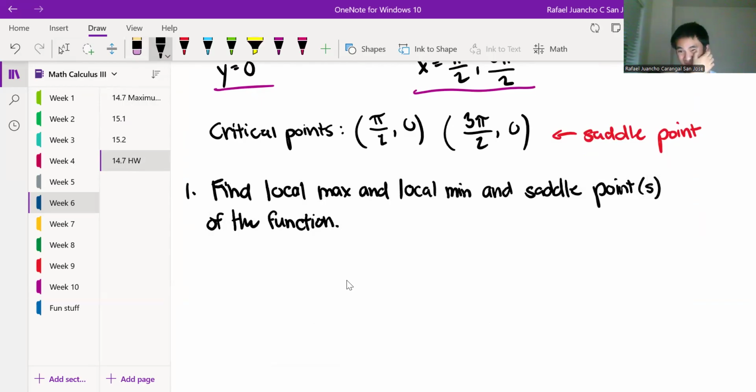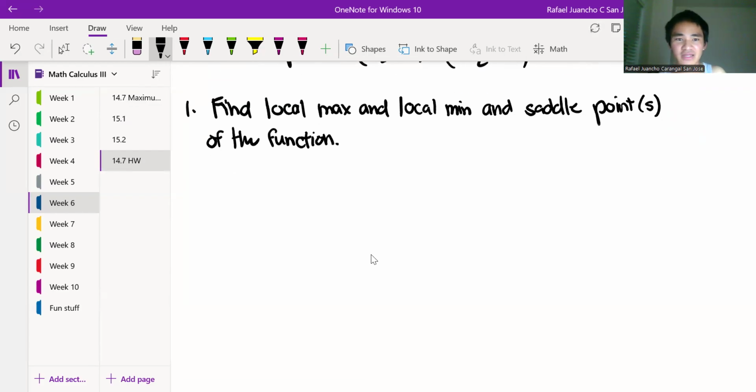I could, but I don't need to. I just need to find at what point is the local max and min. So this is actually a pretty easy problem, because I have a function. That's why. If I'm only given a level curve, I don't know.